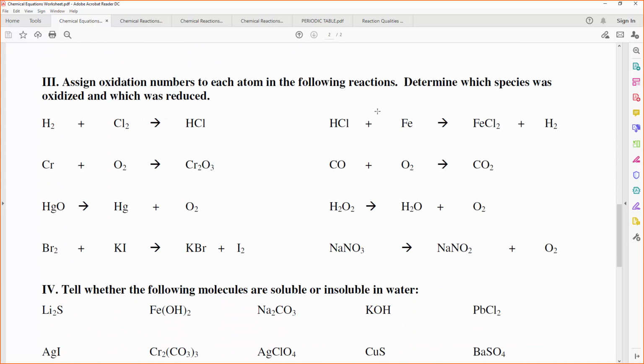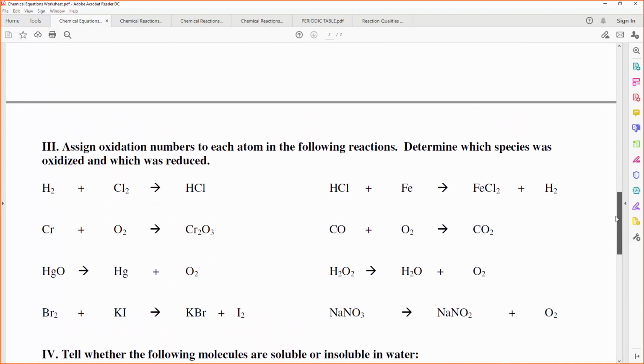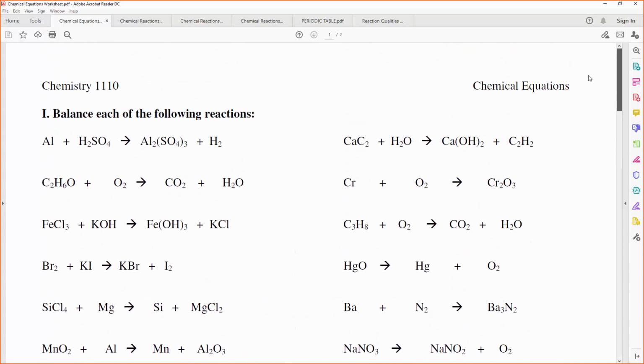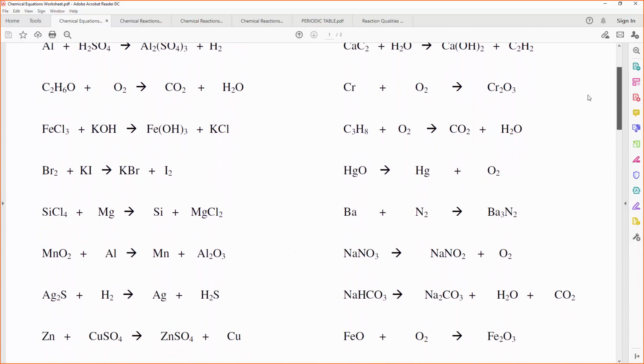So for practice, do section 3 of your worksheet here, assigning oxidation numbers, and all the rest of section 1 of your worksheet for balancing will be good for you.